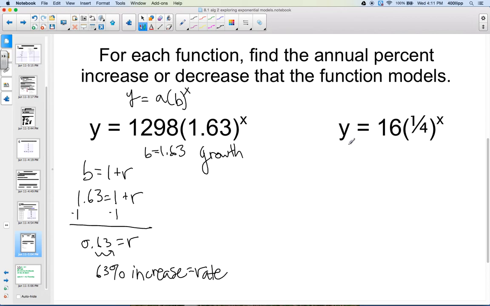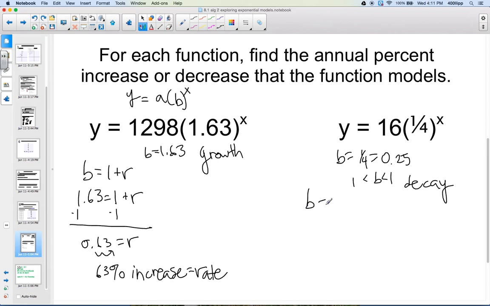For this one here, we know that b is equal to 1/4, or if you would prefer to write it as a decimal here, then you can write it as 0.25, and then you'll plug in the same equation. Here, since we know that b is between 0 and 1, we know this is an exponential decay. So now I know that my rate is going to be a negative number, and therefore it will be a decrease.